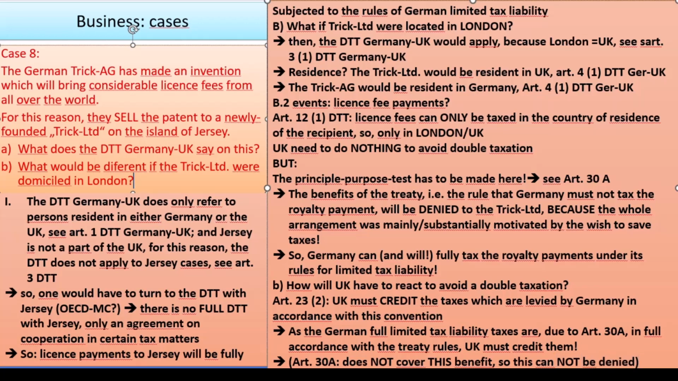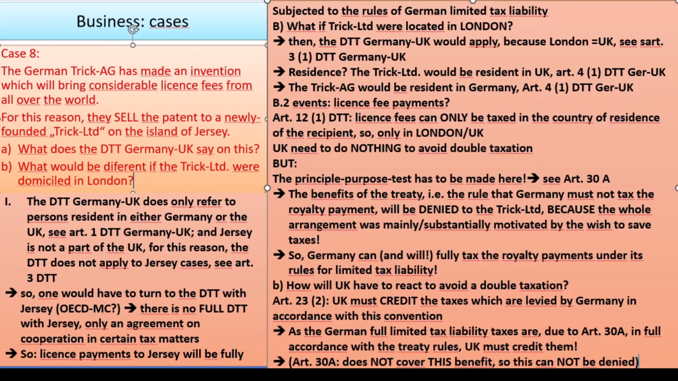because now GB could say, we stick to the basic situation, which says only we can levy a tax, and we deny the credit of the German tax. However, the treaty rule allows Germany to fully tax under limited liability rules, and 30A does not allow GB to deny the credit because the whole maneuver was definitively not aimed at getting the GB tax credit. So that was not a benefit which should be artificially generated by the whole construction. So I see no reason why this benefit could or should be denied.